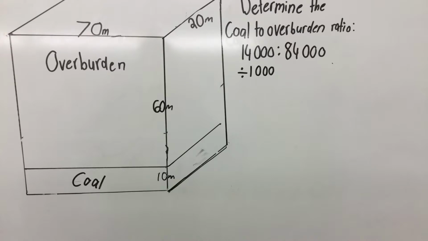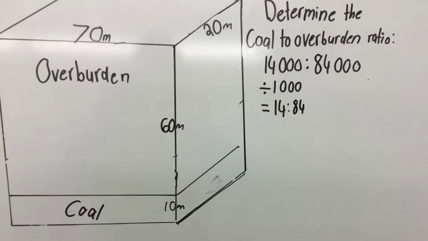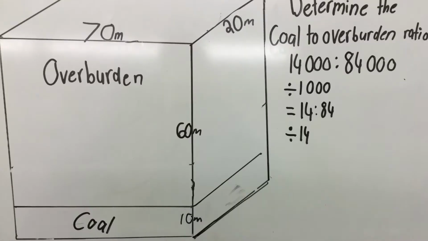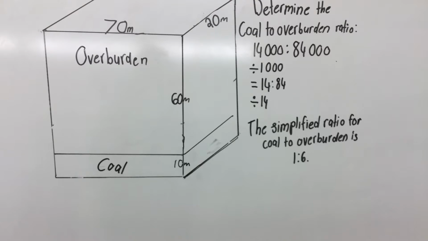We use the ratio 14,000 to 84,000 and simplify that by dividing it by 1,000. This gives us a new ratio of 14 to 84. We can simplify this further by dividing both sides by 14. Our new simplified ratio for coal to overburden is 1 to 6. This is the desirable ratio to excavate the coal. However, the ratio viability differs from mine to mine.